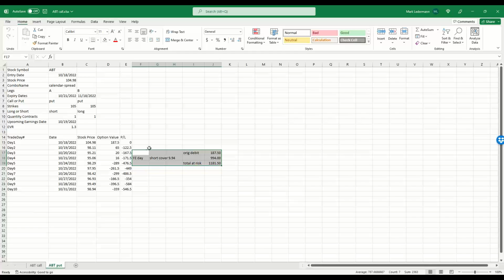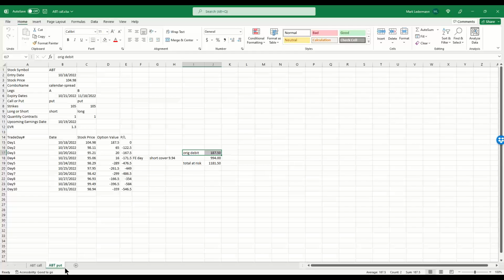So yes, call calendars are the same as put calendars up to and including FE day, but after FE day, they're not the same anymore, at least in the back tester, because the back tester takes into consideration any short cover that you may have. If you covered shorts, then now you have more risk on. You see the risk here. The original debit was 187.50 to get into this trade. So I've just copied that over here. That's the original debit to get into the trade.